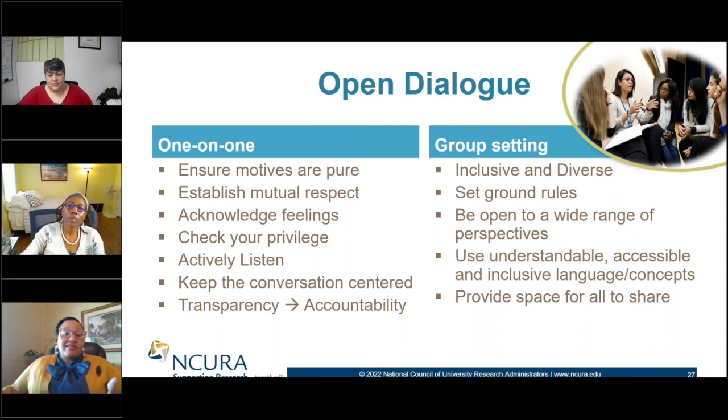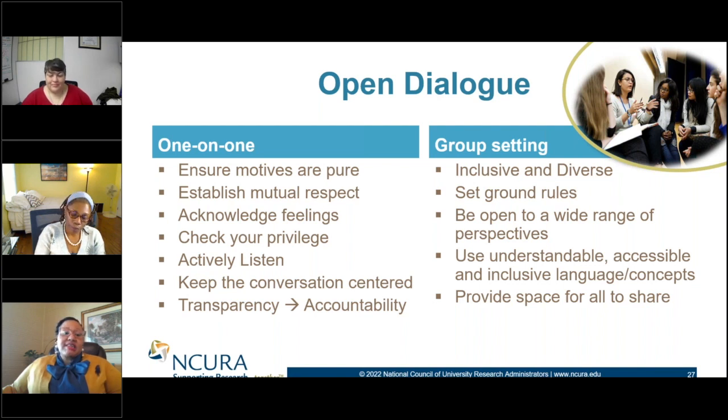Ensure that the conversations remain centered around whatever issue you're discussing, whether it's race, gender, wage, equity, whatever it is, keep the conversation centered. And be open to transparency, as transparency leads to accountability. The hope is when people know better, that they do better. Now, for group dialogue, the same rules for one-on-one dialogue should be followed with a few additions. If it's a planned dialogue session, ensure that you have invited a diverse and inclusive group of individuals to participate. Be open to a wide range of perspectives and remember to keep an open mind.